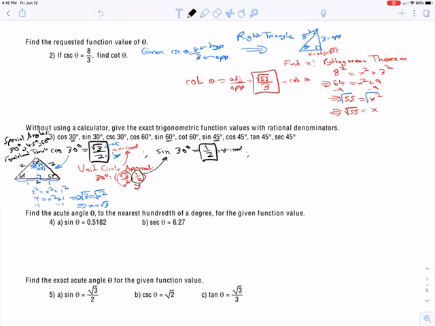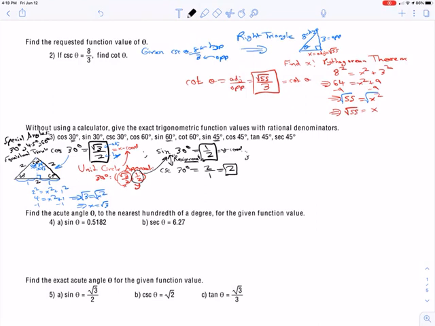We've got the cosecant of 30 degrees. Cosecant of 30 degrees is going to be the reciprocal of that: 2 over 1, which equals 2. So again, remember these are reciprocals, a reciprocal function. All right, let's go to the next one.